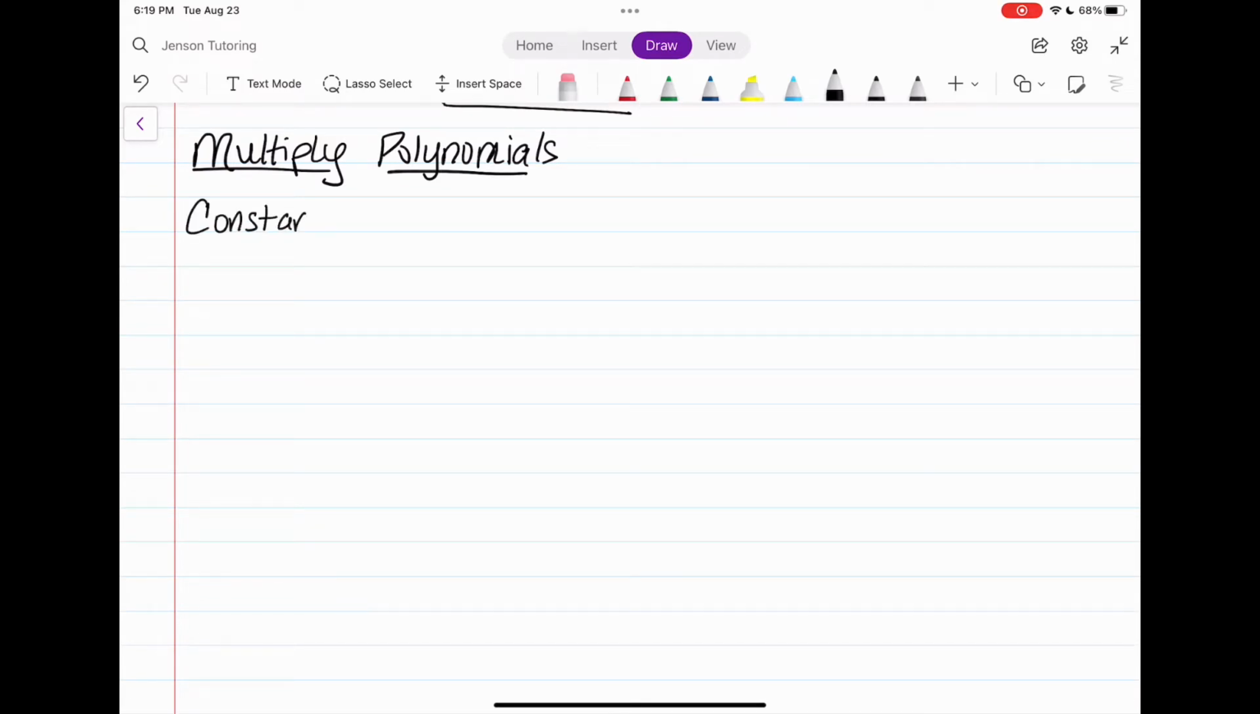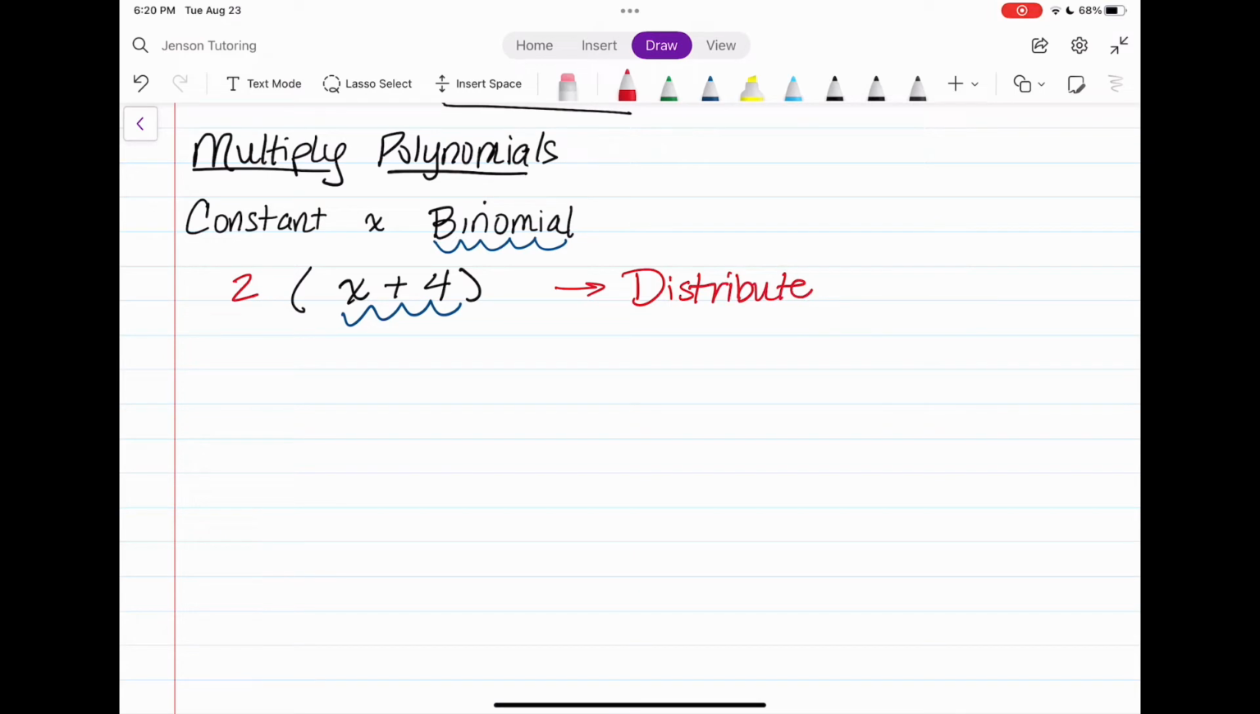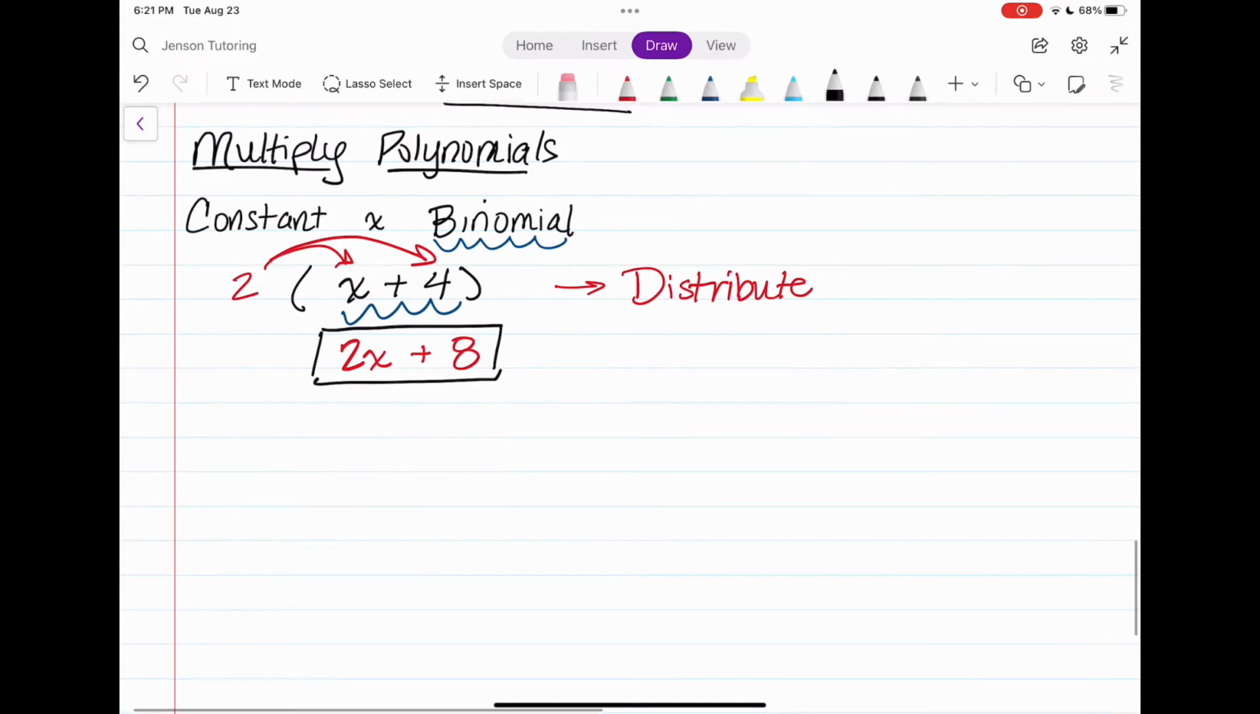So we'll start with some pretty simple problems, such as just taking a constant, such as a number, and multiplying that by, say, a binomial. So a binomial is a set of two terms. So let's say 2 times the quantity x plus 4. So remember, whenever you see those parentheses, you have to distribute that 2 and multiply it to both terms. So we'll get 2x plus 2 times 4 is 8. And that's all we can do. It's in the correct order. No need to reorganize. Easy peasy.